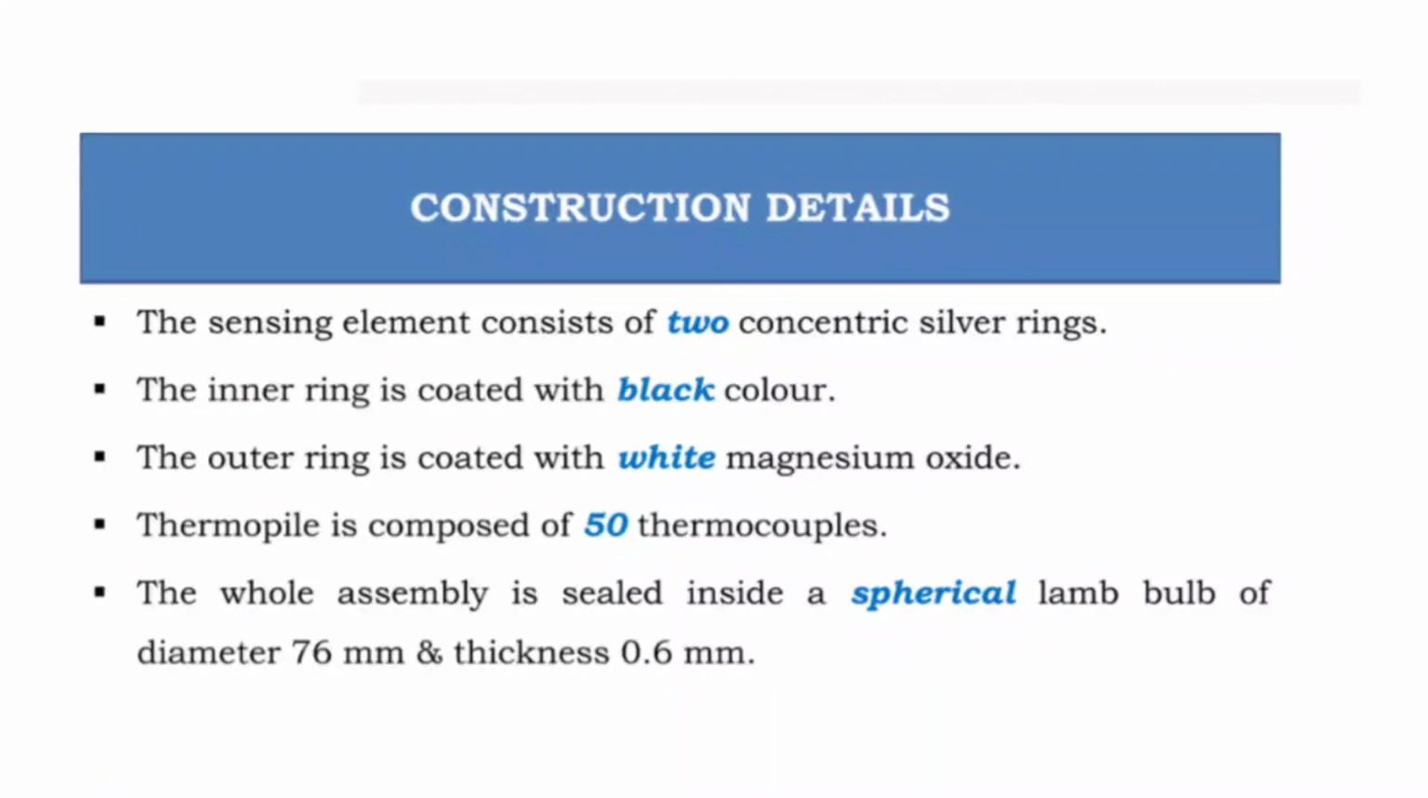Now the construction details. We have two concentric silver screens. The inner ring is coated with black and the outer ring is coated with white magnesium oxide. We have nearly 50 thermocouples. You know very well about a thermocouple: one end is connected to a hot junction and the other to the cold junction. Due to the temperature difference, you get some EMF. That concept is used here. The whole assembly is in a spherical glass bulb, so we protect the sensor from environmental conditions.